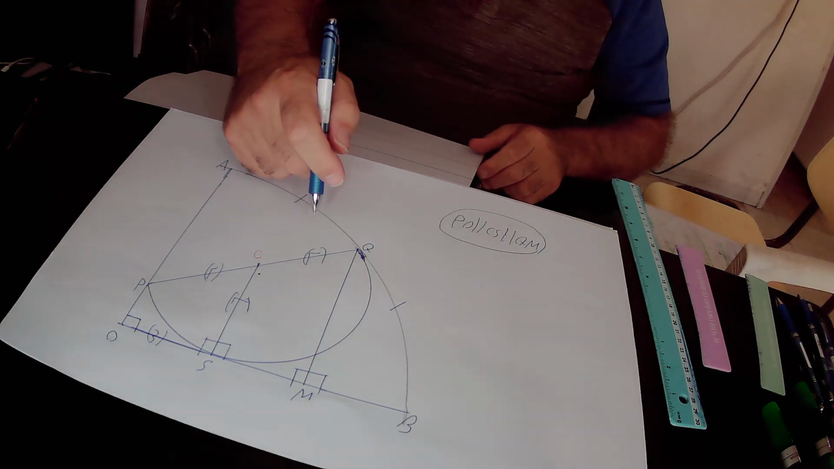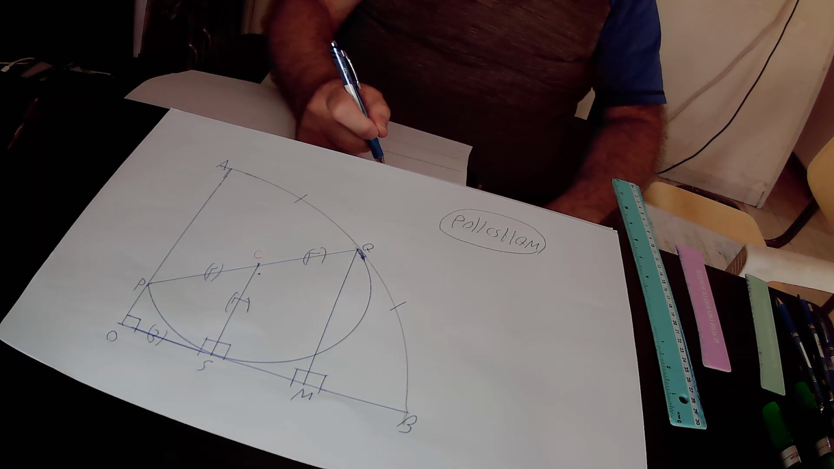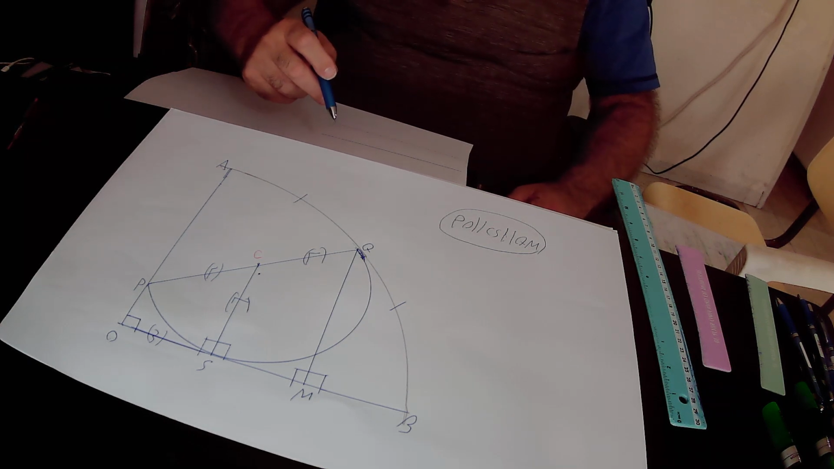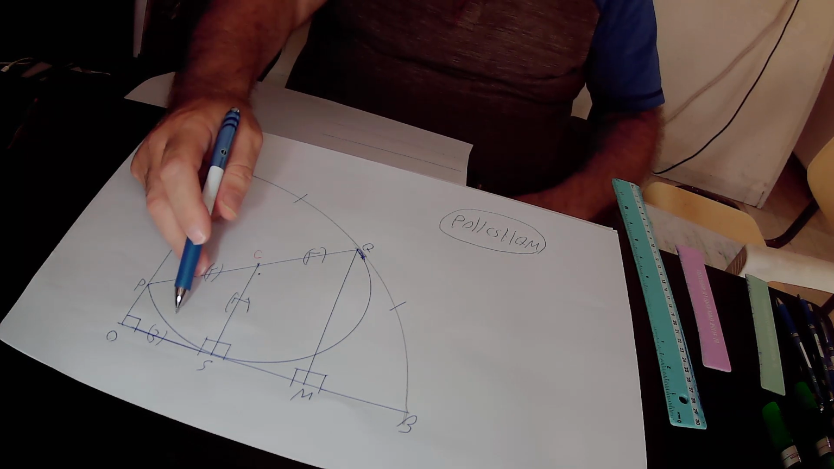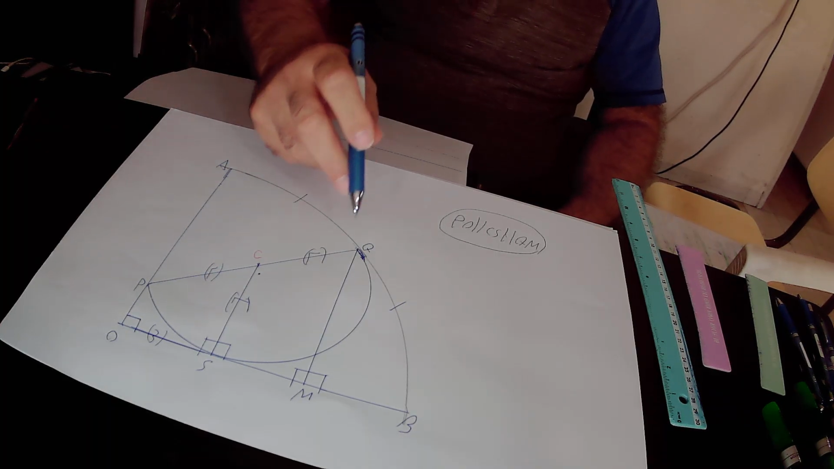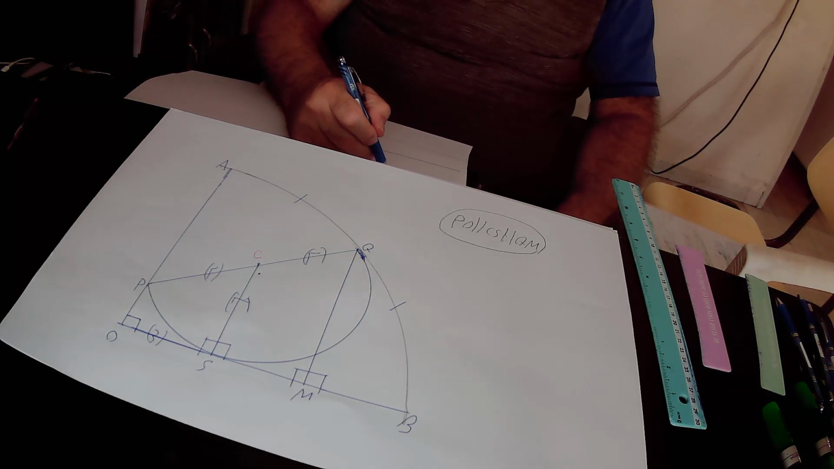PC is R, CQ is also R. That is R over R equals OS. OS is 3. Or SM. SM is the missing side, so we leave it as it is.